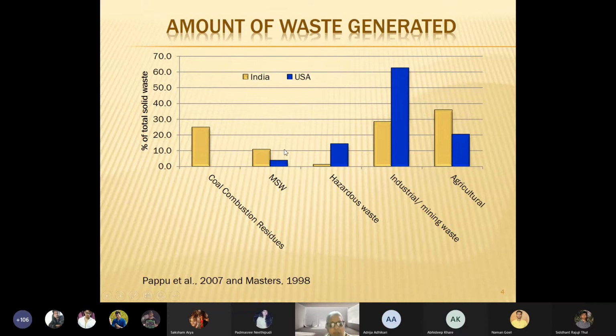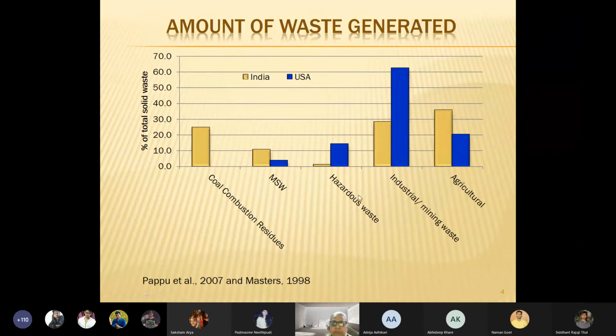11% of our total solid waste is from municipal solid waste. Now, municipal solid waste is basically coming from the cities, from urban centers. We're not looking at the rural areas where you have residential waste as well as agricultural waste. So we're not going for that. Municipal solid waste means waste that is generated in urban areas.